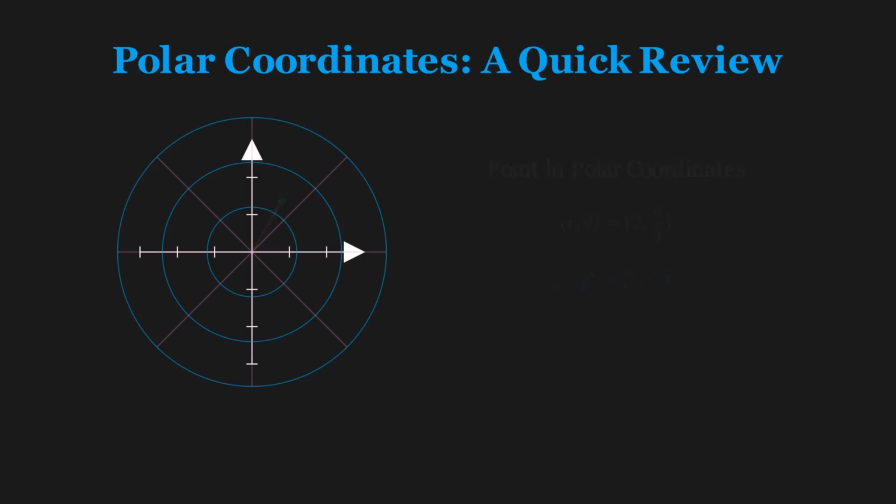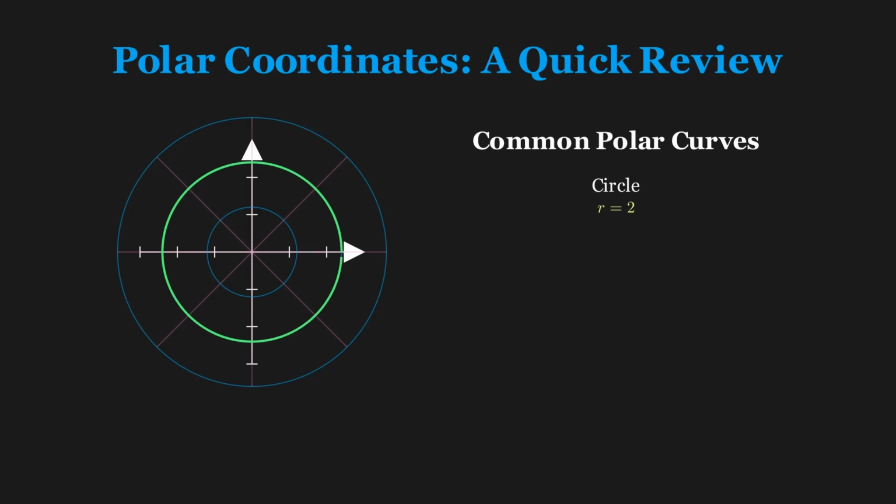Here are some common polar curves you'll see in area problems. First, a simple circle with the equation r equals 2 in this case. This creates a circle centered at the origin with radius 2. Next, a cardioid, in this case with the equation r equals 1 plus cosine theta. This heart-shaped curve shows how the radius changes with the angle. Finally, a 3-petaled rose, in this case with the equation r equals 2 cosine 3 theta. This demonstrates how periodic functions create symmetric patterns.